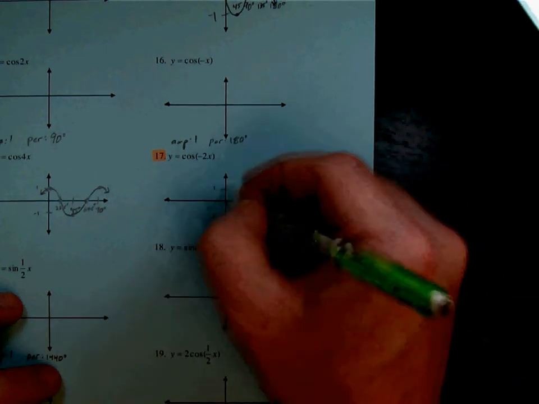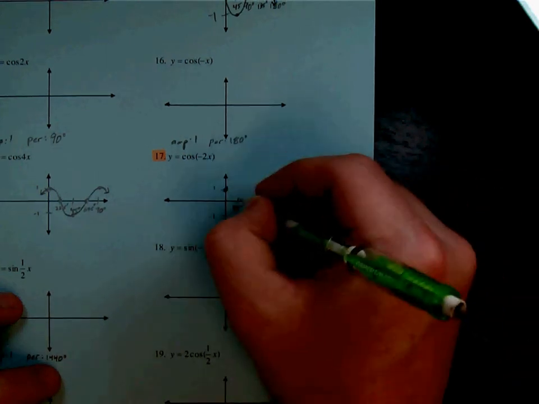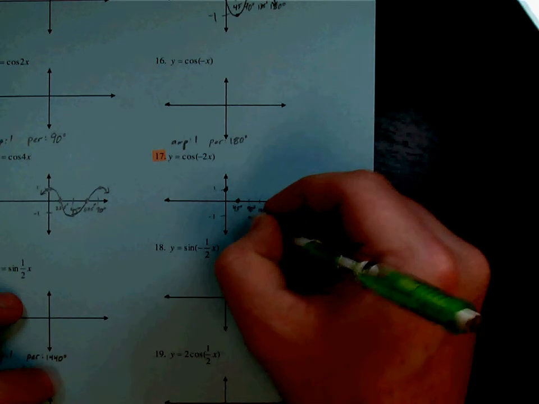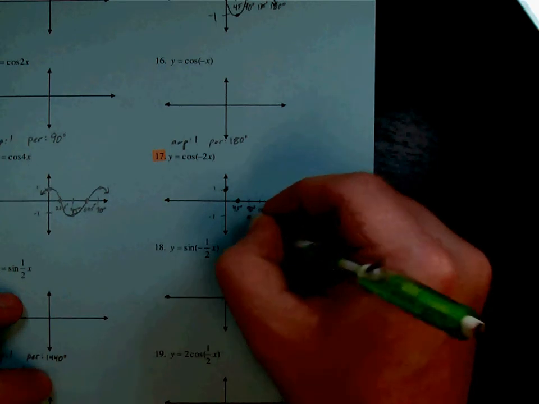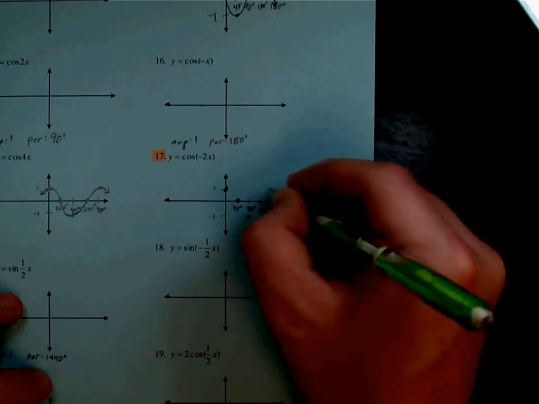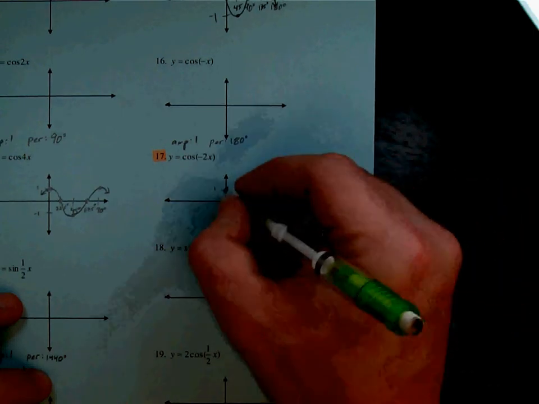Cosine starts at the maximum. It's not flipped, so it does in fact start at the maximum here. By 45, it's down at the midline. By 90, it's at the minimum, back up to the midline, and then by the 180, we're back up to the maximum.